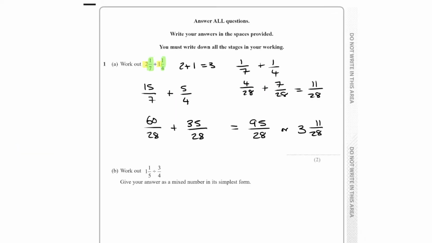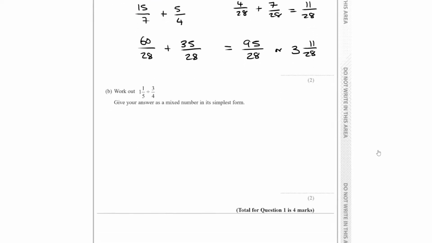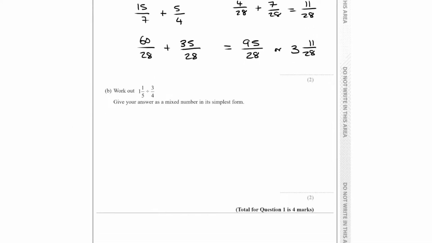I'm trying to zoom down, but it's gone smaller. Yeah, so this always comes up, I feel like some version of this. Some version of fractions operations always comes up in the non-calculator. So make sure you know how to do each type: add, subtract, multiply, divide. Obviously here we have a divide, so work out 1 1/5 divided by 3/4. Give your answer as a mixed number in its simplest form.